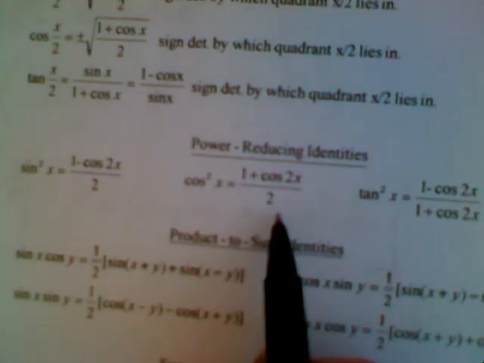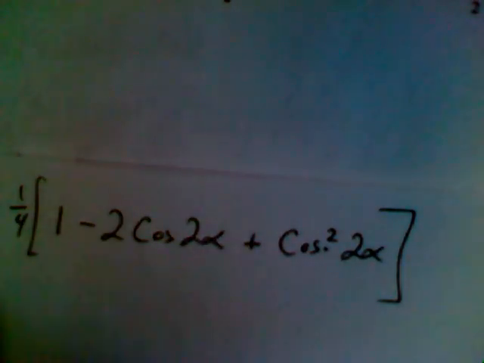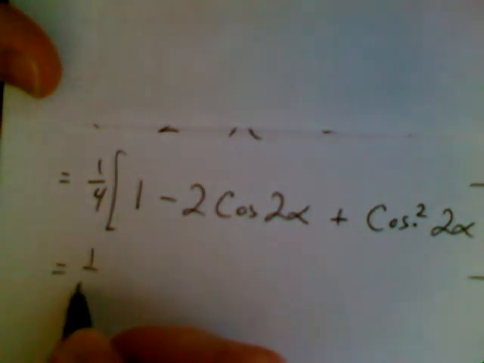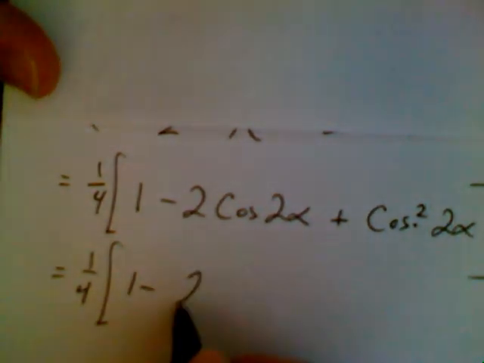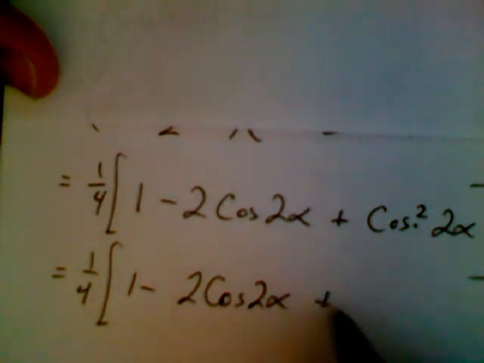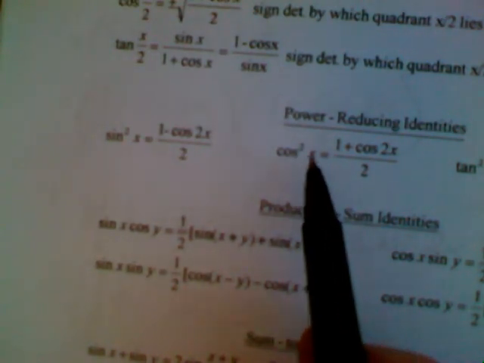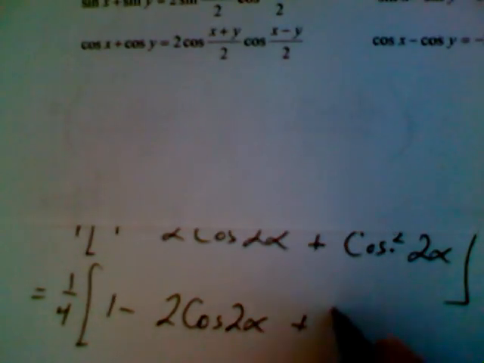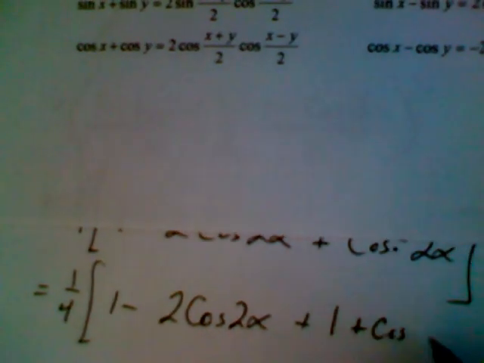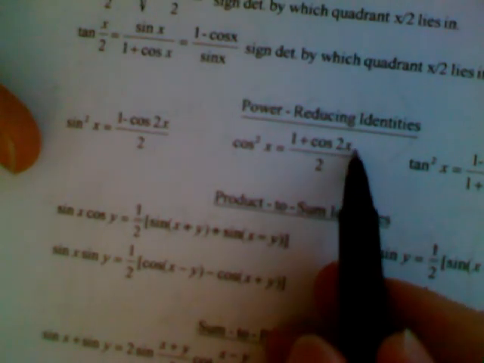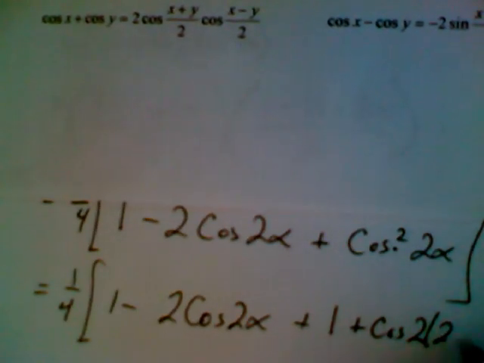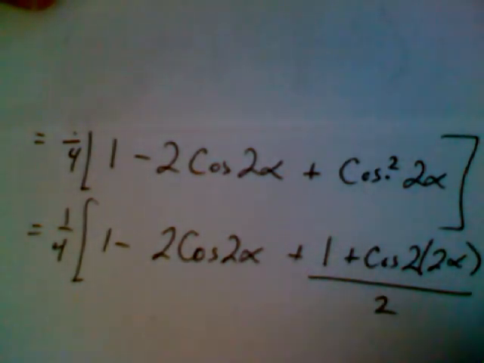So I'm going to look back at my identity sheet, and there's the power reducing formula again: 1 plus cosine 2x divided by 2. I'm going to go ahead and apply that now. So this is equal to 1/4, 1 minus 2 cosine of 2 alpha plus, this is cosine squared of 2 alpha, this is cosine squared of x. So my x is now 2 alpha. So in here, when I write this down, it's 1 plus cosine of 2x, x being 2 alpha. This thing is divided by 2, okay?